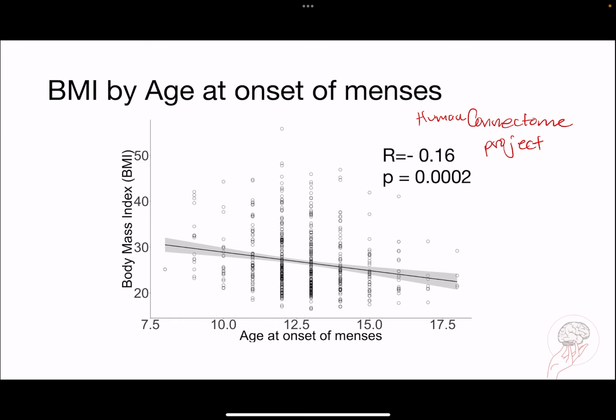And first, I just looked if there was a correlation between adult BMI and self-reported age at onset of menses. And what I saw was the earlier a woman reported going through menses, the higher her body mass index. Although you will see that there's quite a bit of variation here, overall it has a negative trend.